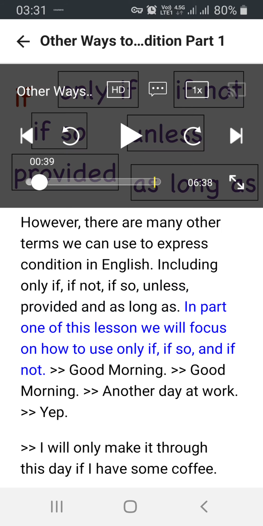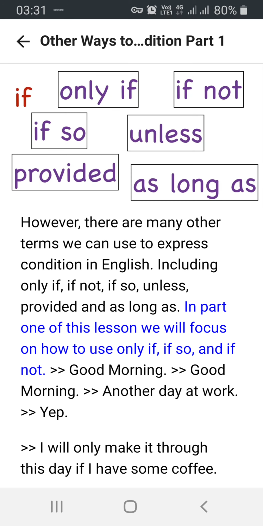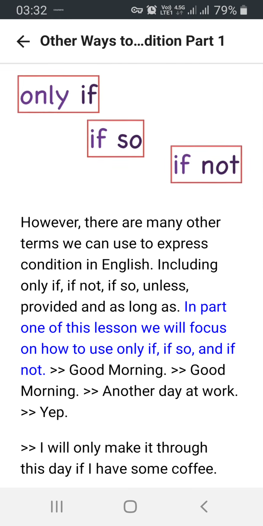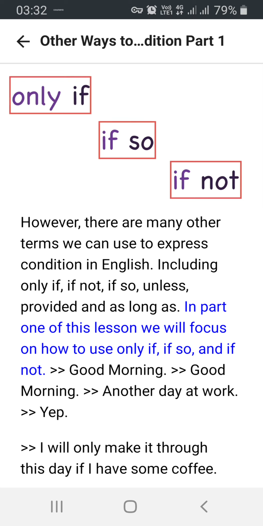In this lesson, we will focus on how to use only if, if so, and if not.